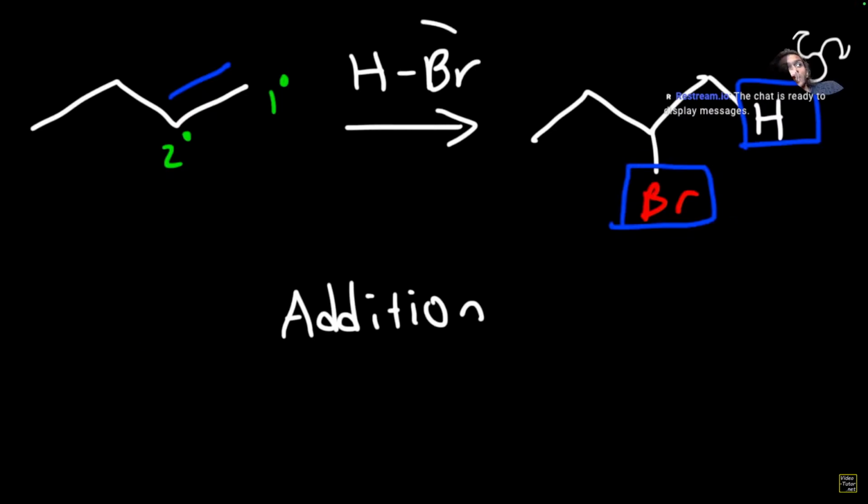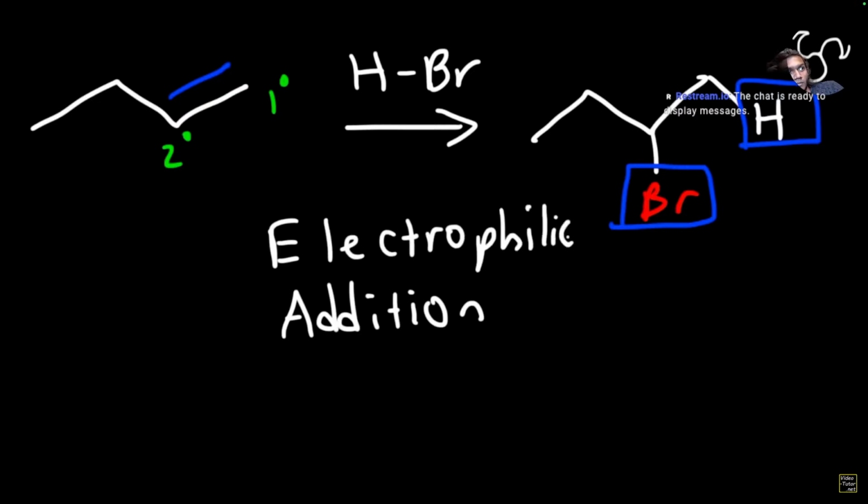Now, HBr is an electrophile. Acids tend to be electrophiles, bases tend to be nucleophiles. And so this is specifically called an electrophilic addition reaction because we're adding an electrophile to an alkene. Now let's talk about the mechanism for this reaction.